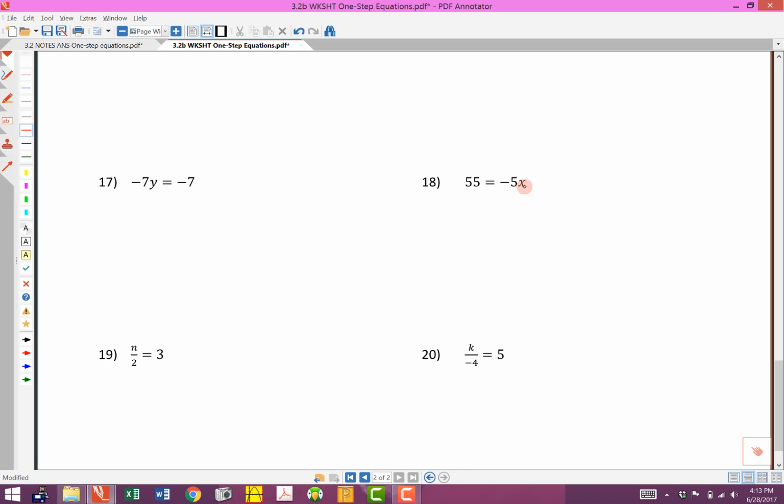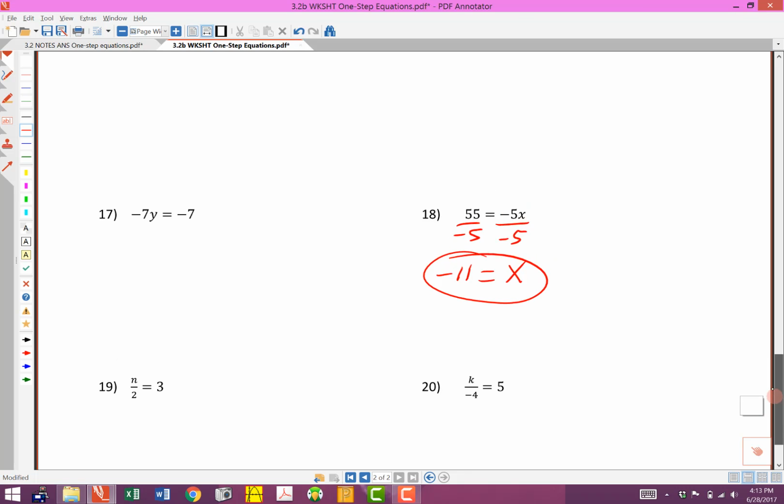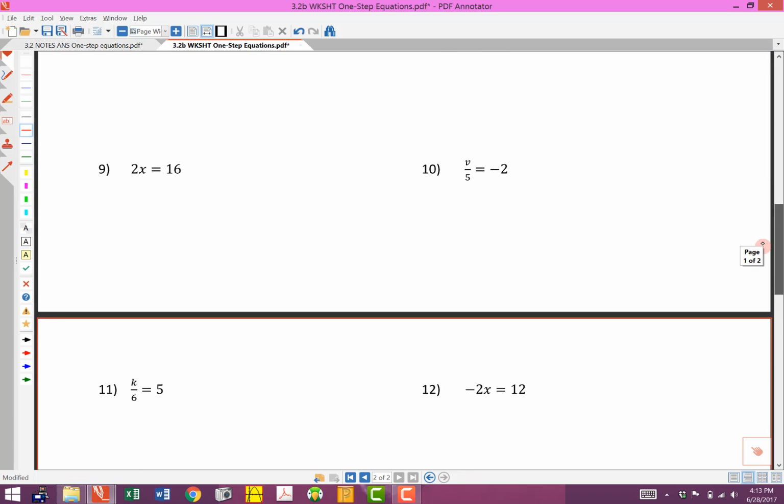55 equals negative 5 times x. So negative 5 times x, we need to undo multiplying by negative 5. So we're going to divide both sides by negative 5. A negative divided by a negative would give us that positive x that we're after. And a positive divided by a negative is going to be negative, and 55 divided by 5 is 11. So there's our answer on that one. Okay, let's come back here and let's take a look at number 8.